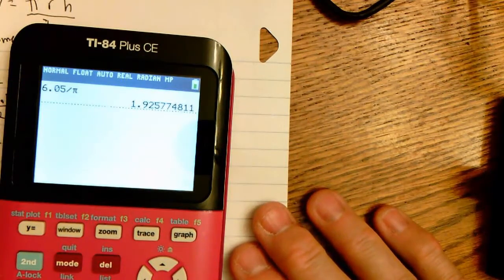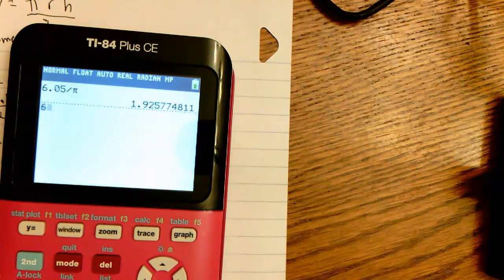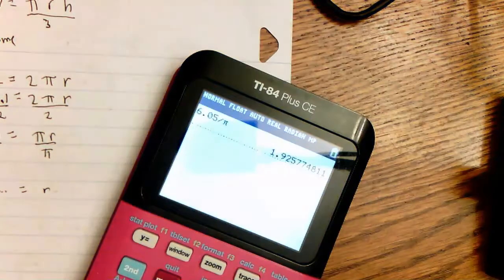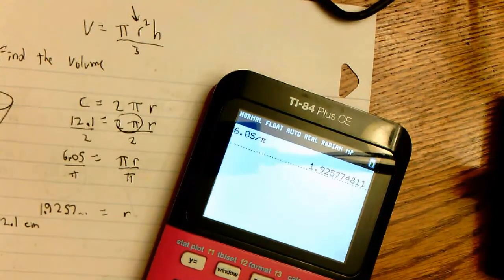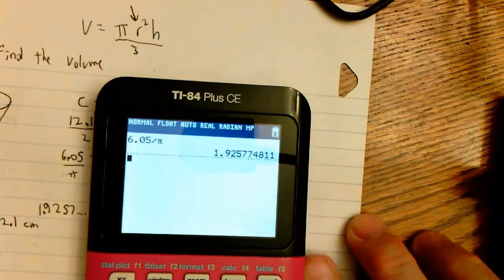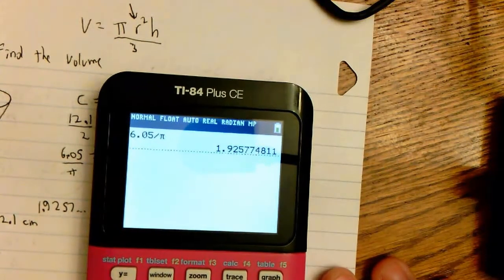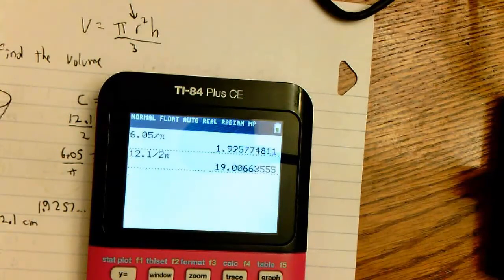Okay. So some people are tempted to take this 12.1 and divide it by 2 pi all at once. And if you want to do that, I want to show you something. So if I started with 12.1 and I divided it by 2 pi, you'd think that would get me the right answer, but it doesn't. Instead of 1.9, it gets me 19.